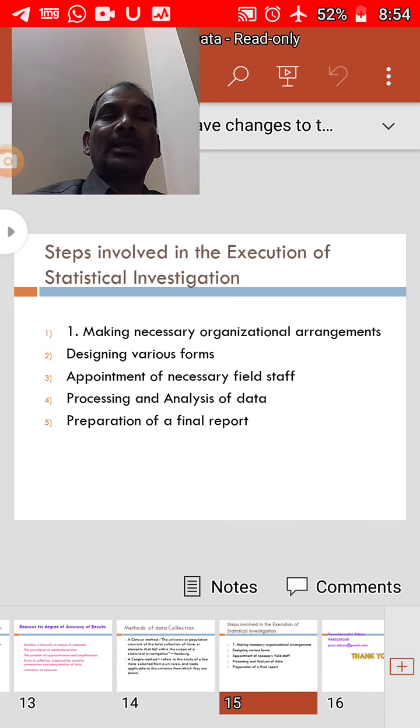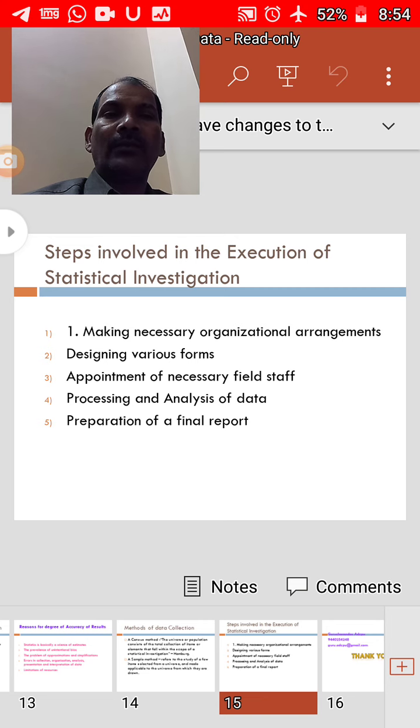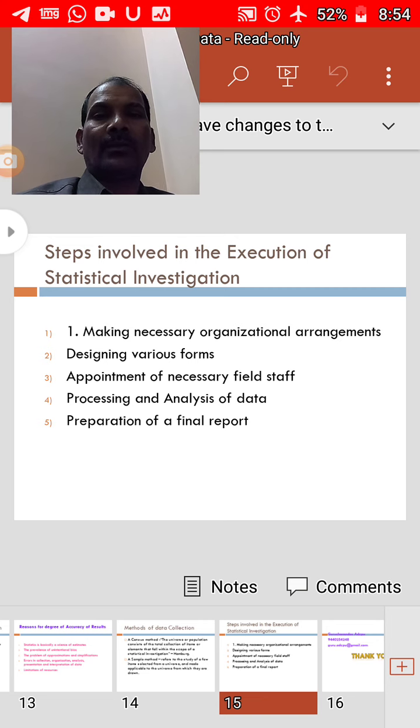Second is description of the scope. You must describe the scope of the statistical investigation. Third is specification of frames and design of investigation. What design you are adopting for the purpose of the investigation, and what frames, we should specify. Next one is nature and method of collection of information. What is the nature of collection of information, and what method you are going to adopt for the collection of information should be stated.